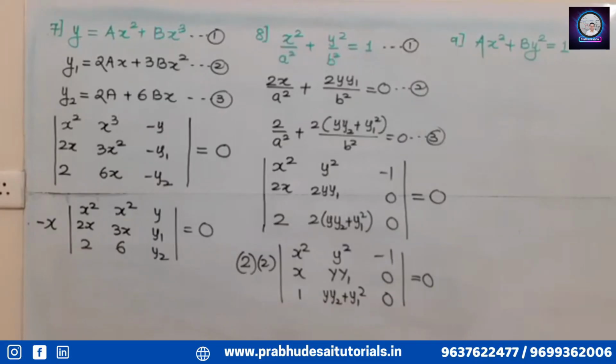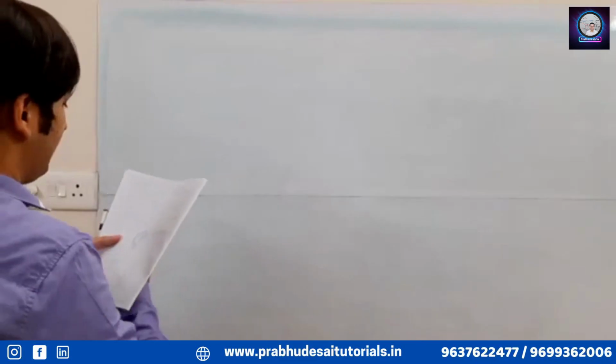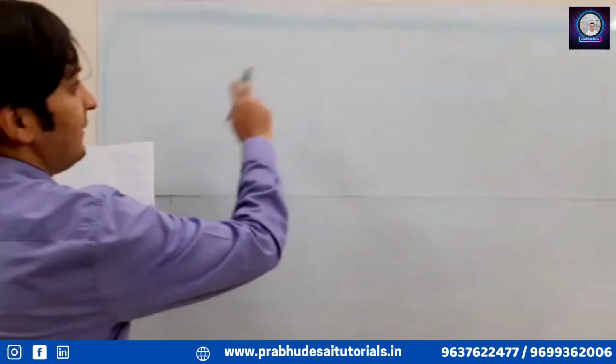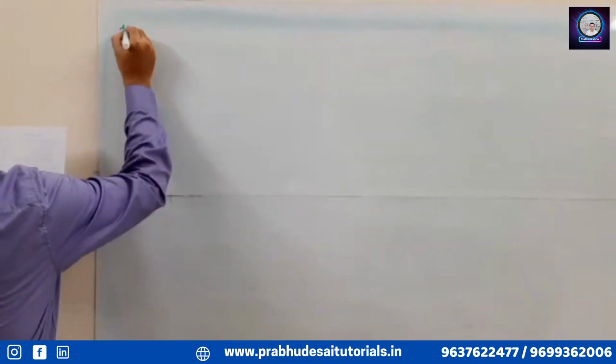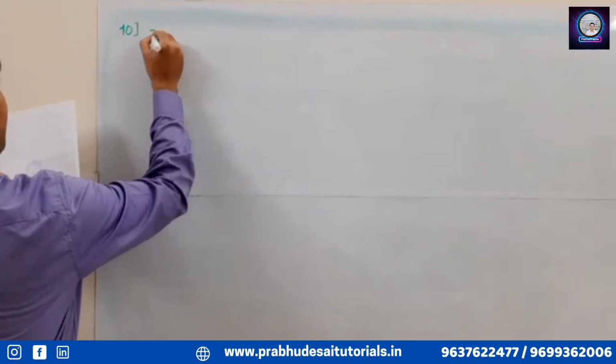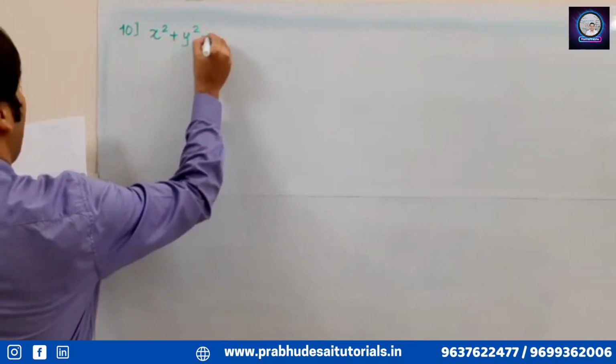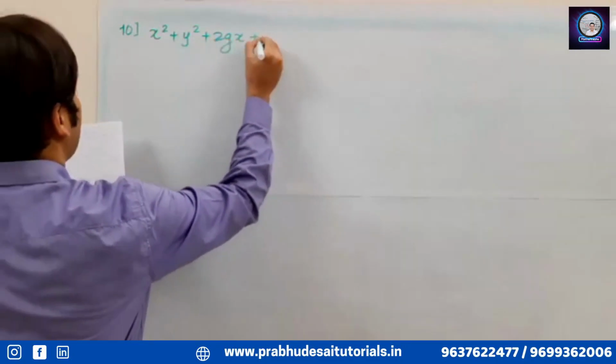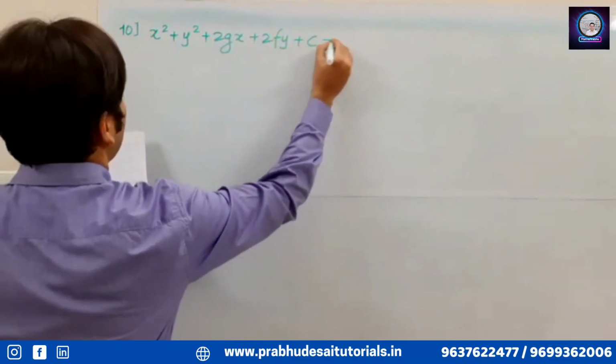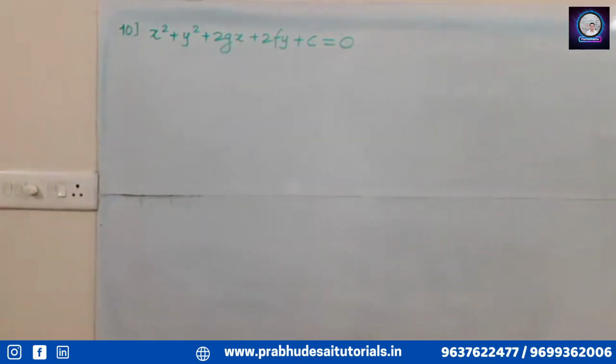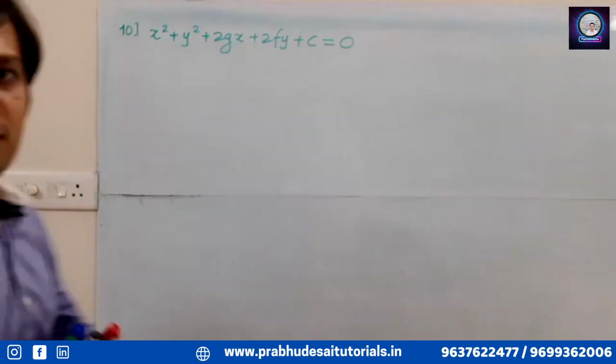Yes, I want you all to try these all three quickly. That is the 7th, 8th, 9th, 10th question now. And this is important now. Mark 10th. x square plus y square plus 2gx plus 2fy plus c is equal to 0. Now check how to do this.